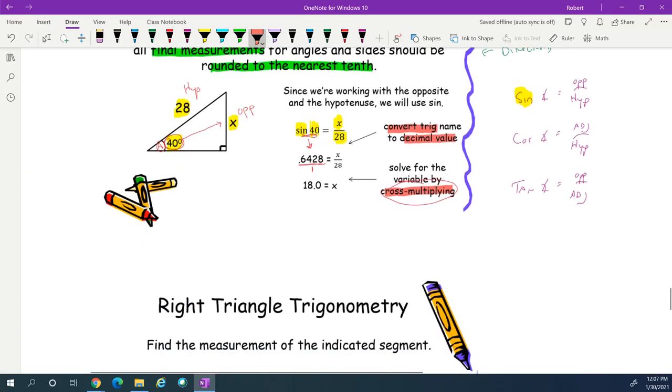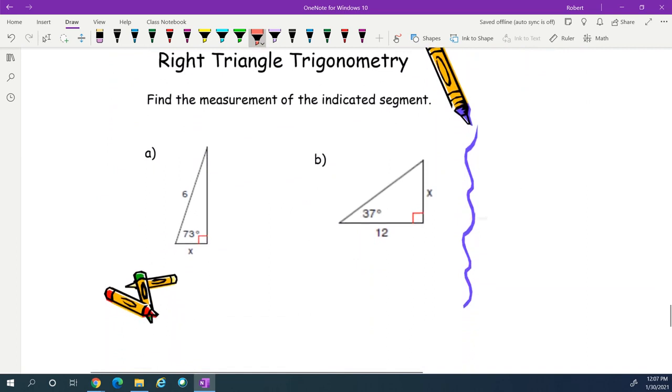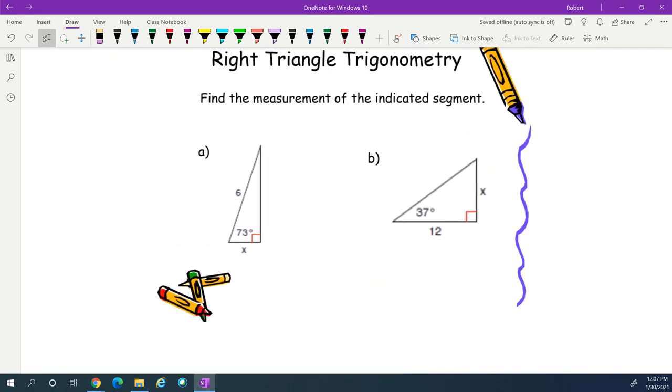All right, let's do a couple. So again, we're going to use the same directions. We're going to do our trig to the 10,000th, and we're going to do our final answer to the 10th.